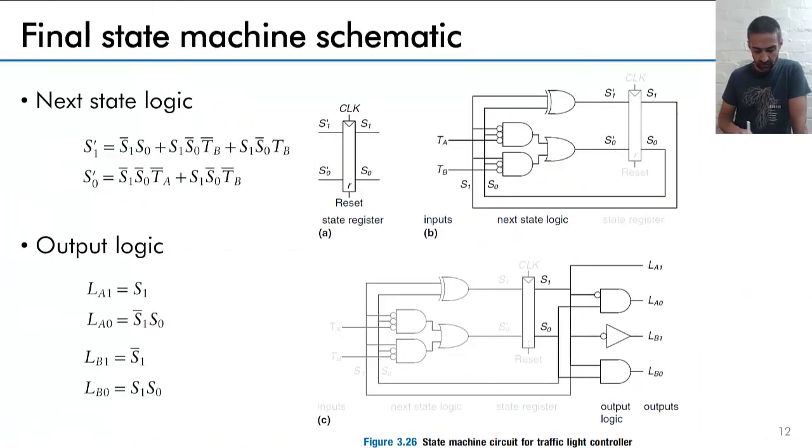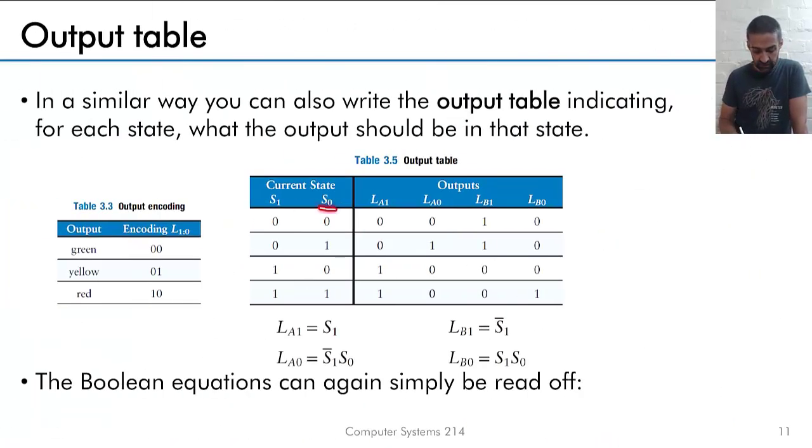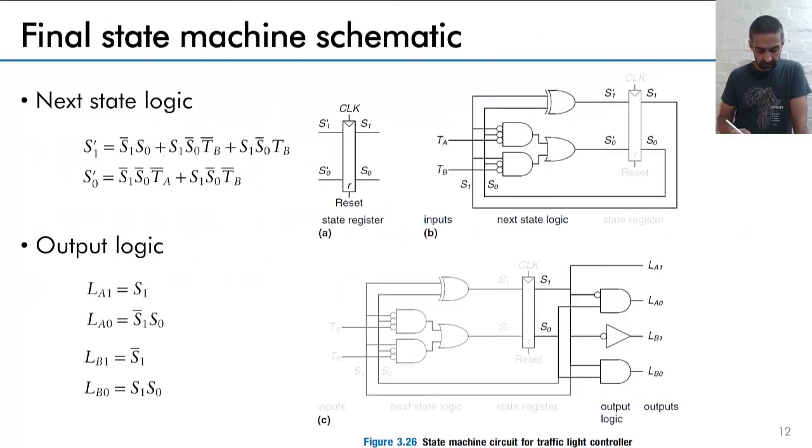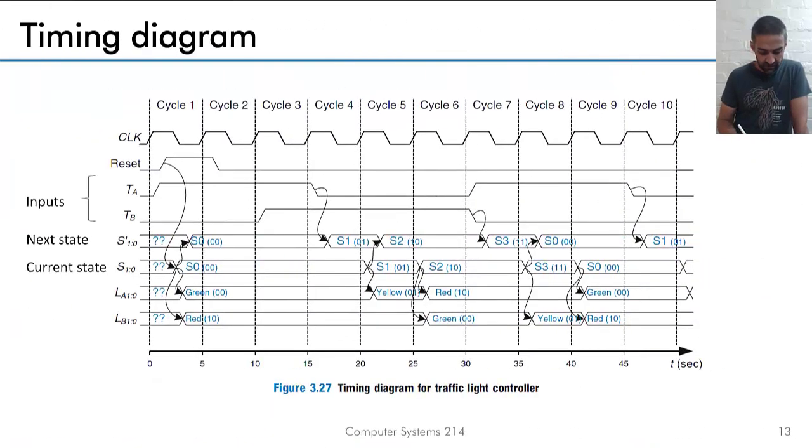So let me just show you what I mean there. Because the current state is 0, the next state is also 0 when TA is equal to 1. So let's just look at this. When TA is equal to 1 and my current state is 0, then the next state is also 0. And then in the first state, my 0 state, I have a green light on LA and a red light on LB.